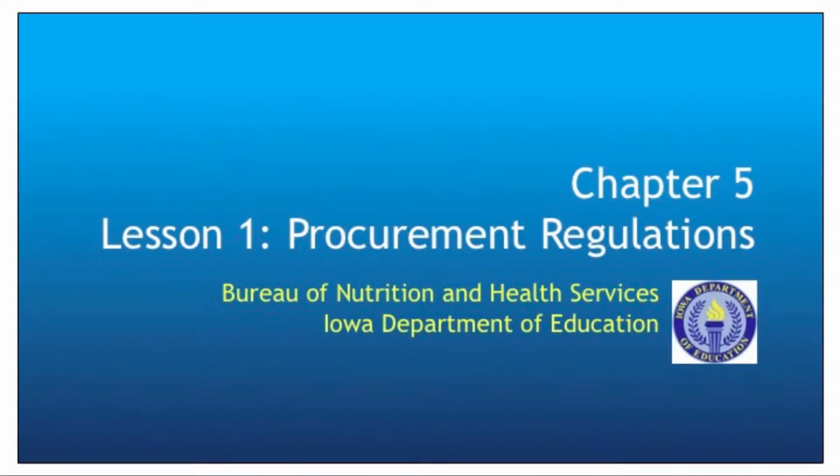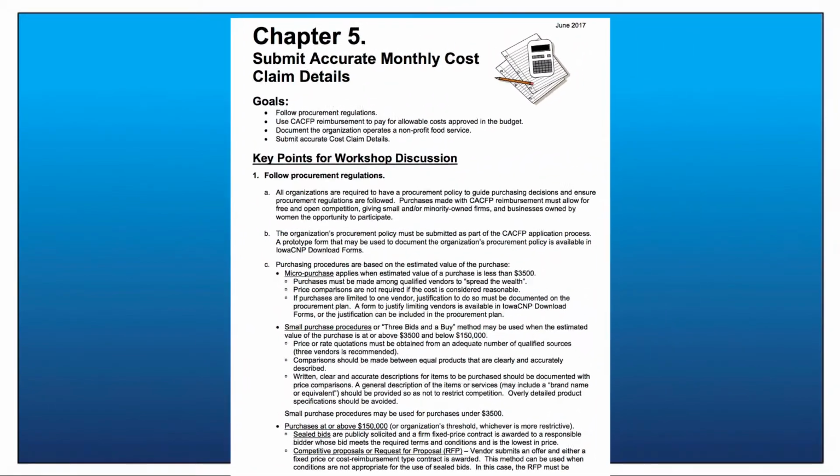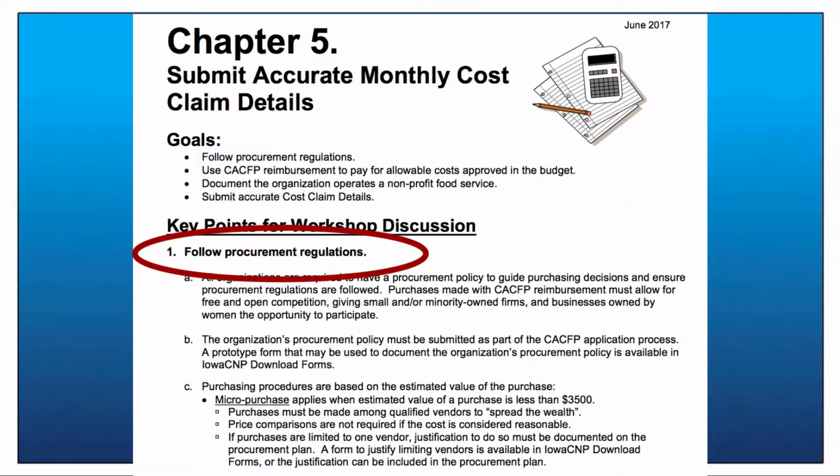Welcome to Module 7 that covers how to submit accurate monthly cost claim details. The first lesson will cover procurement regulations. The information is found in Chapter 5 of the CACFP Administrative Manual.